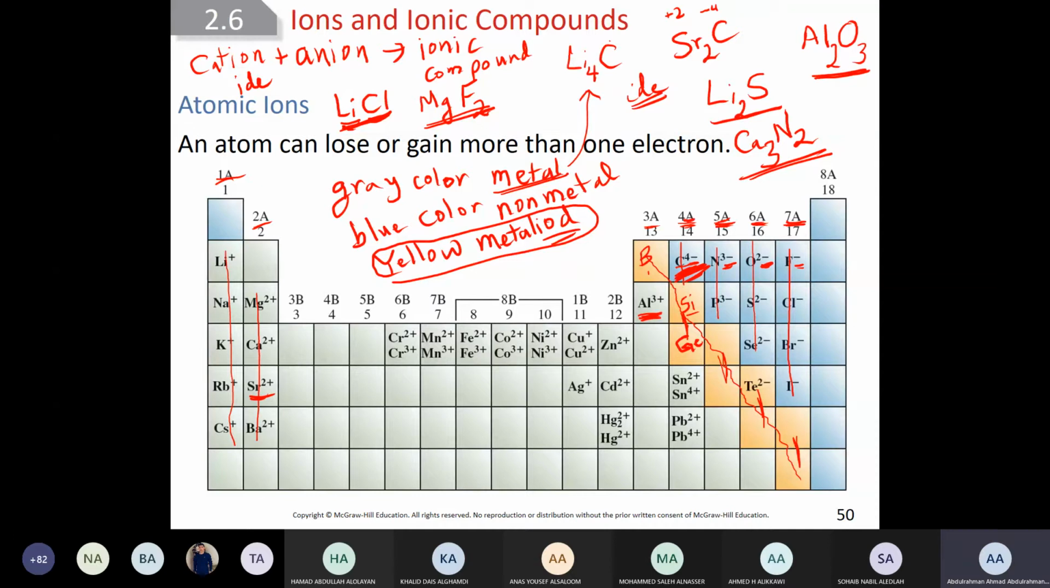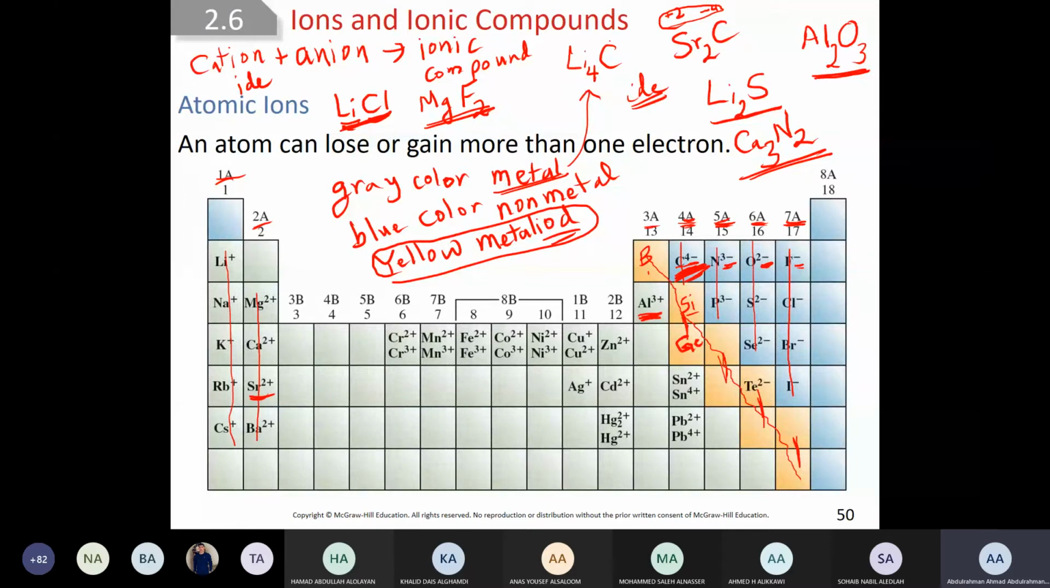Now, how to make this balance? No charges at all. Answer. Yes, you need to add 1 Sr. I need to multiply the Sr by 2 to make 2 times 2 is +4 and -4. The total is 0. Is this easy? Yes, thank you. Very good.